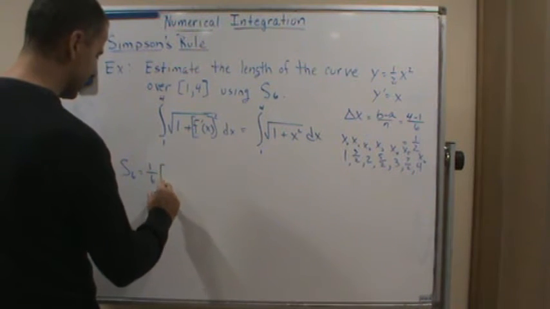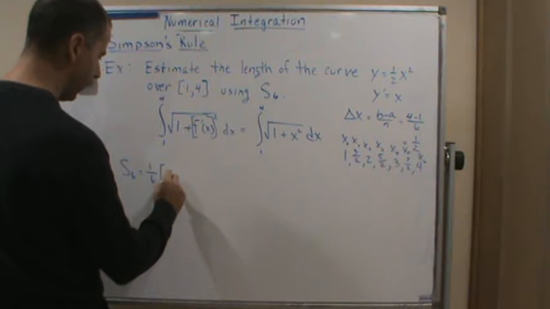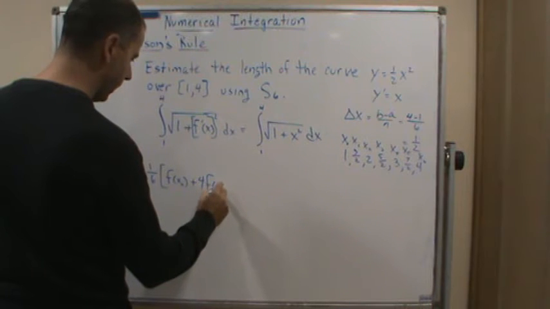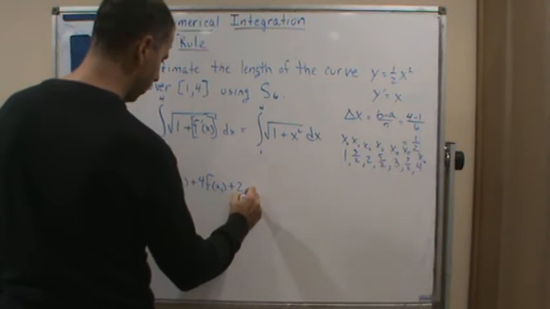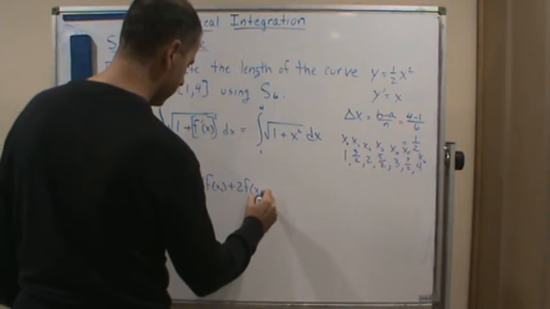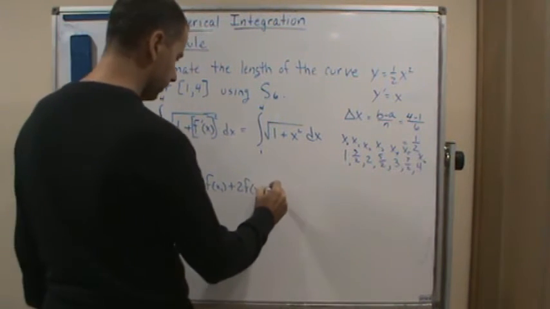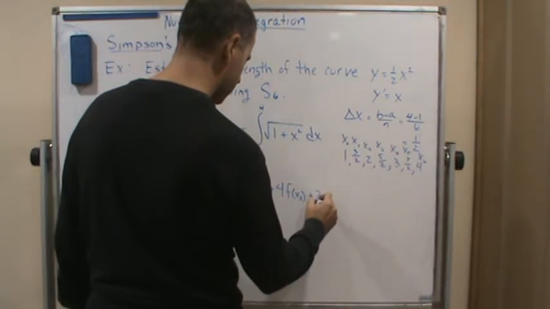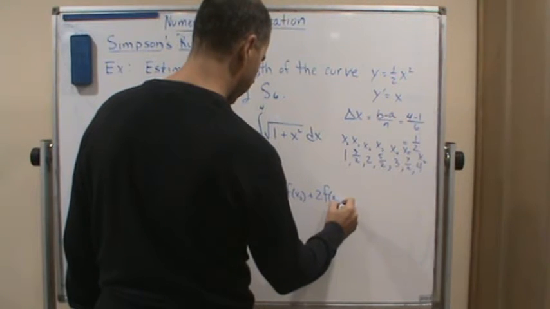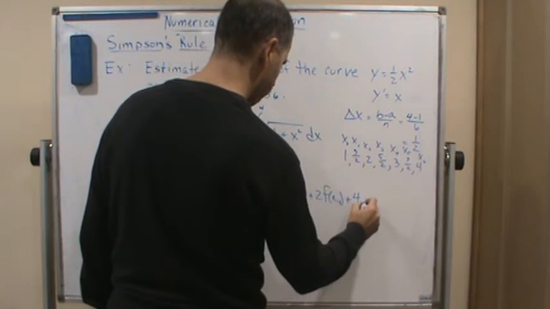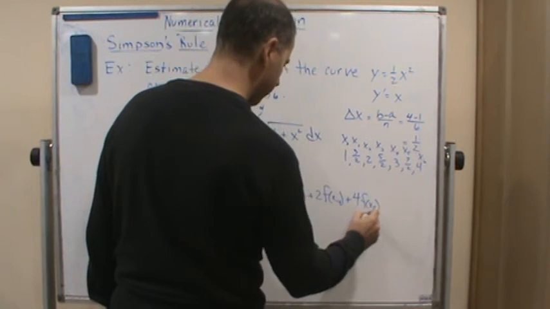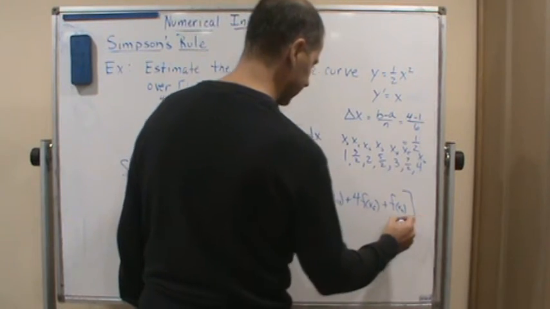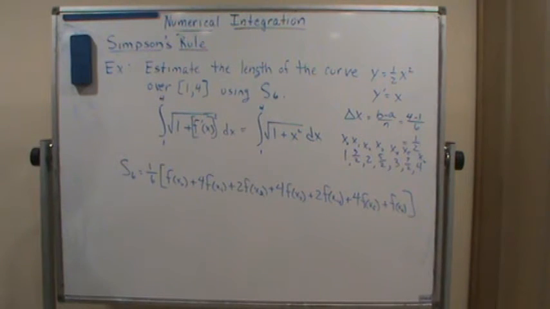So now it's 1/6 times f of x0 plus 4 f of x1 plus 2 f of x2 plus 4 f of x3 plus 2 f of x4 plus 4 f of x5, and then finally plus f of x6. Okay, and that's what we have.